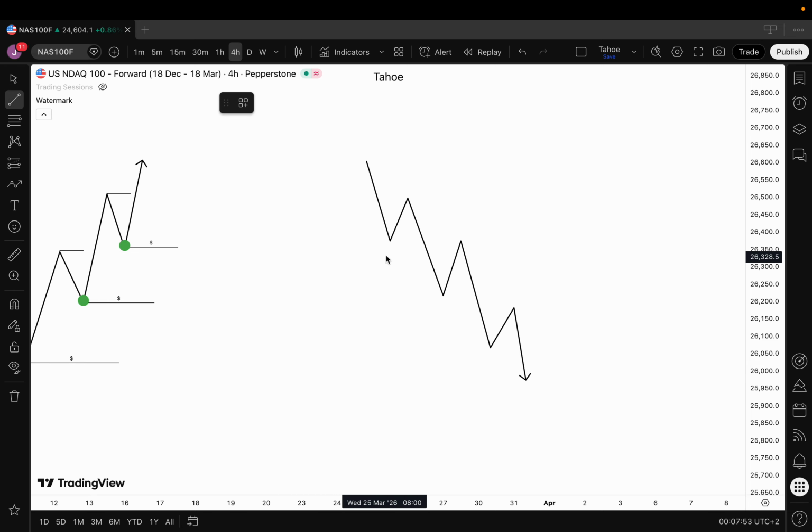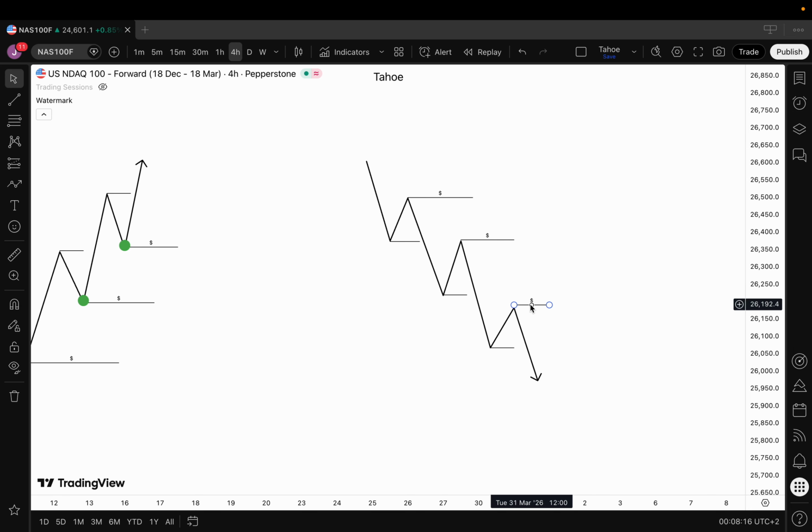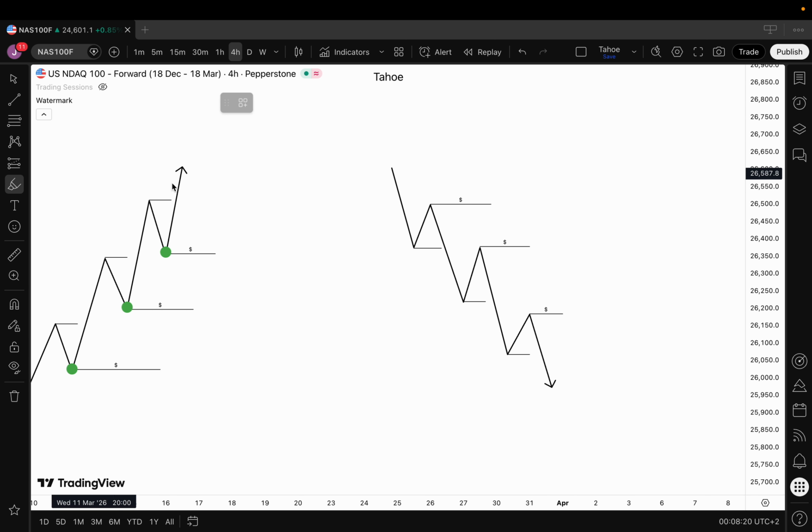Same thing here, we have lows that are being broken, and then we have the highs where the liquidity is resting. So once we identify these things, we can then move on to the next step, right?